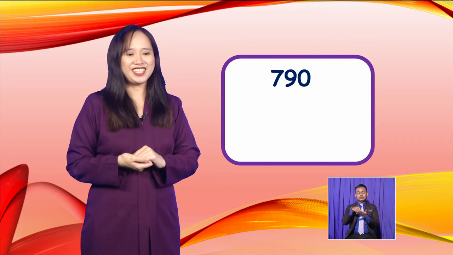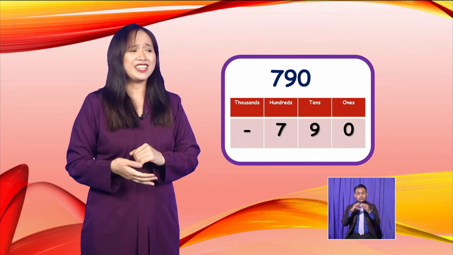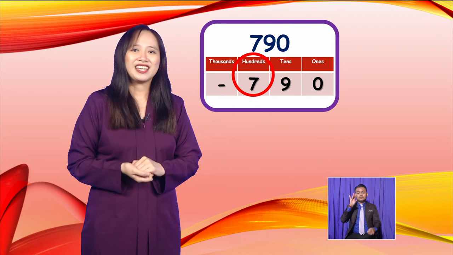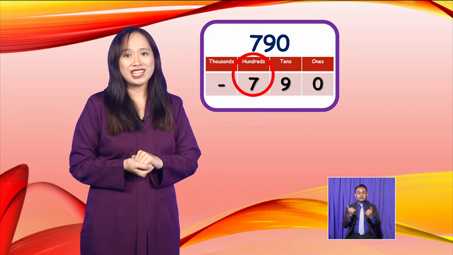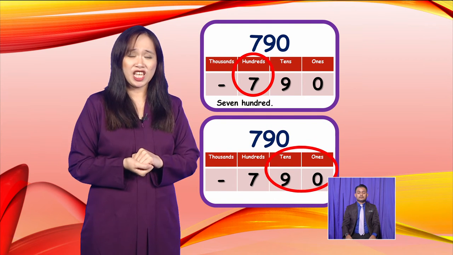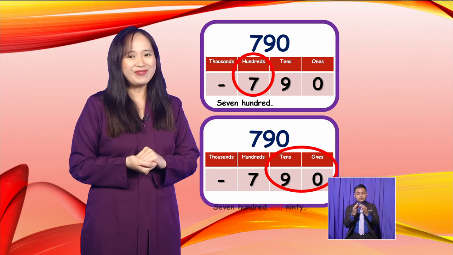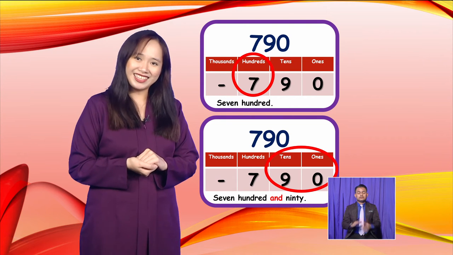Now look at this number. Let's put the digits in the place value table. The number in the hundreds place is 7. So let's start with 700. Then let's look at the numbers in the tens and ones place. We have a 9 in the tens place, but 0 in the ones place. So we name this number 790.